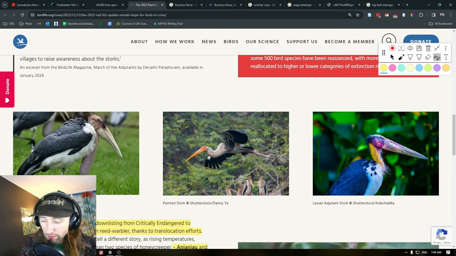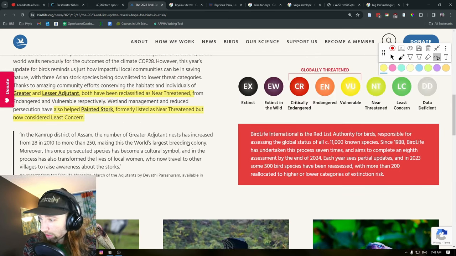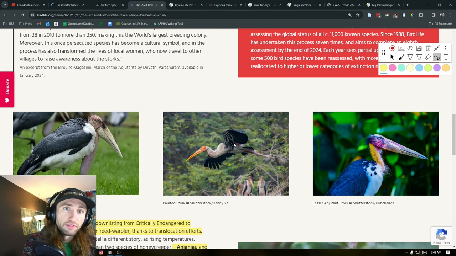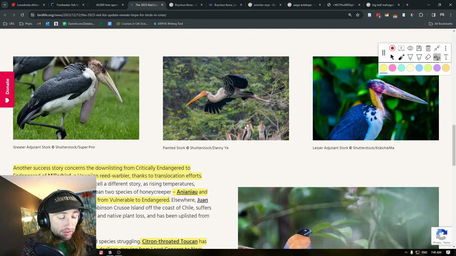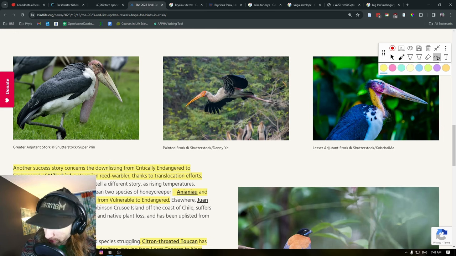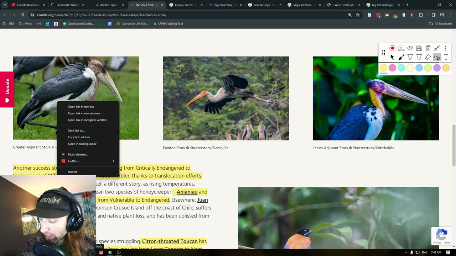And then here in the middle, this painted stork, that was formerly listed as near threatened, but is now listed as least concern. So this is definitely a conservation success story. These were birds that were threatened and now no longer are. Of course, for the greater and the lesser, they are still considered near threatened. And there was another one. They downlisted, which means that they have less threats, from critically endangered to endangered of the Millerbird.